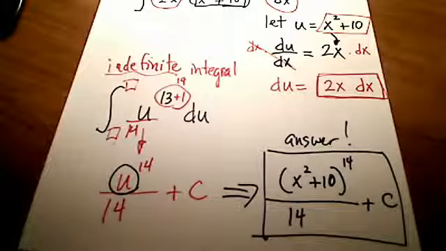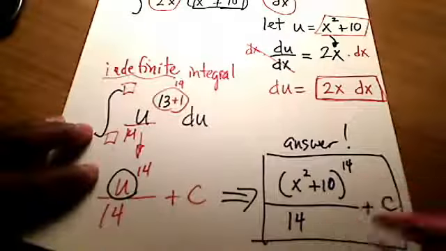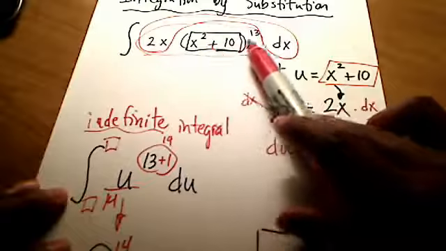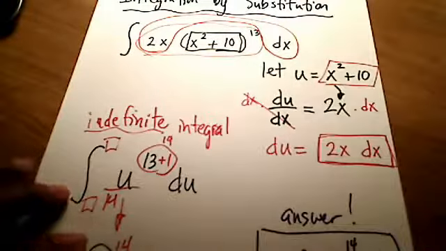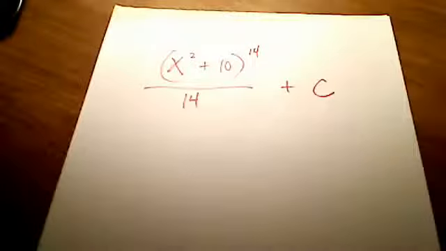Now let me show one more thing to you, and that is this. When you have your answer, check to see if it's correct. Let's check to see if this is right, and if it takes us back to our original problem of 2x times quantity x squared plus 10 raised to the 13th power. Let me write this up here so you can see it. I'm going to take the derivative of this, and let's see if it goes back to our original problem.